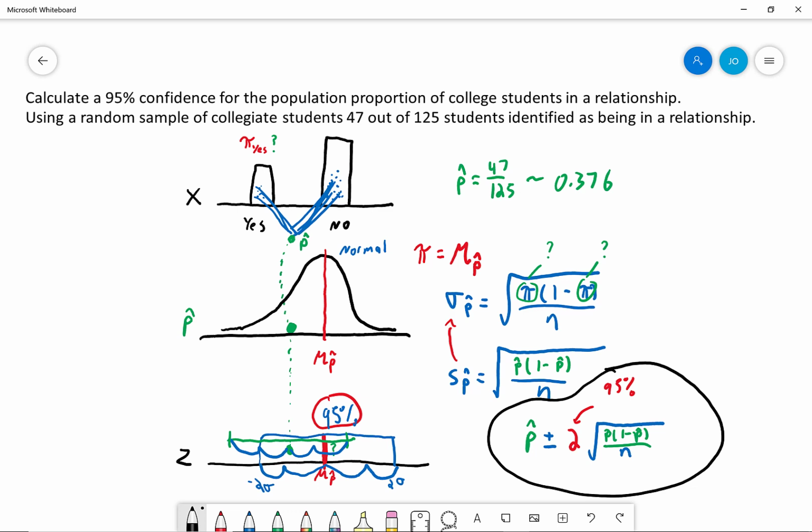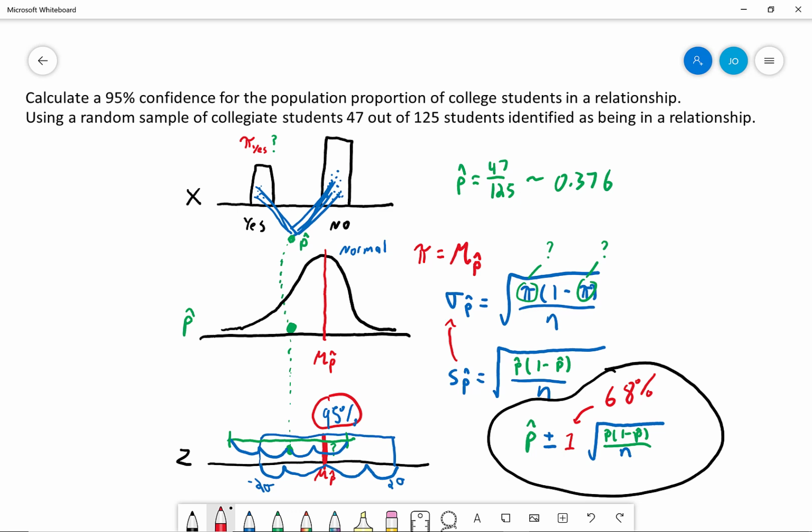We can be however confident we want to be. All we would have to change is the number of standard deviations in each direction that we want to go. Right? If we wanted to be 99.7% confident, well, we can go approximately 3 standard deviations in each direction. If we wanted to be 68% confident, we can go 1 standard deviation in each direction, and that represents being 68% confident.